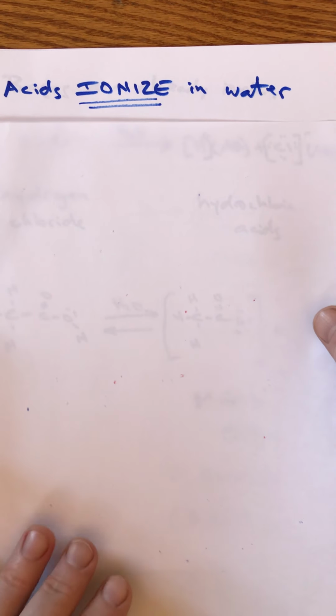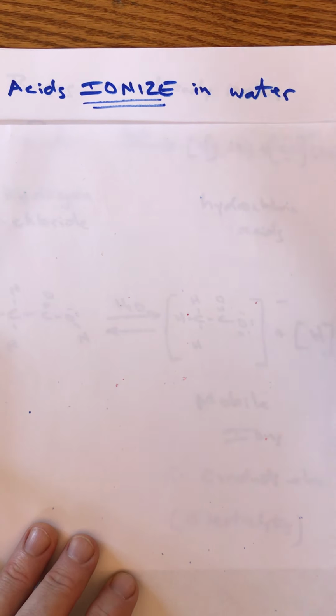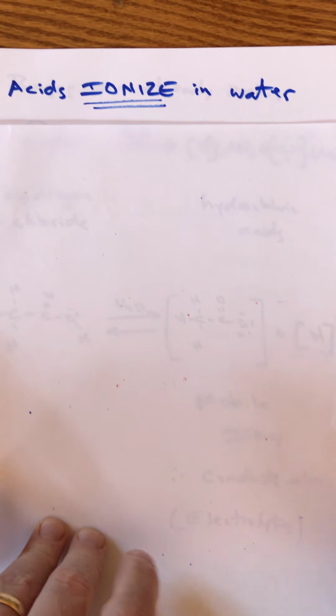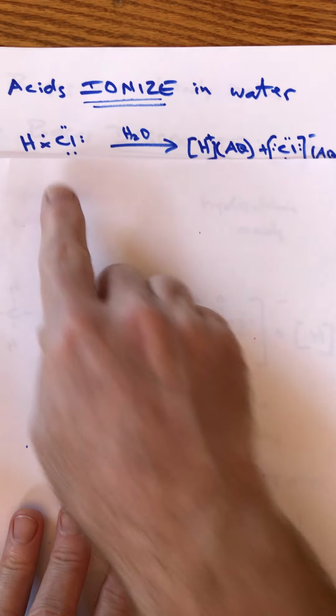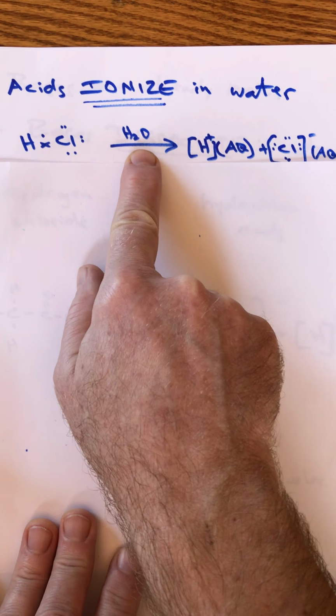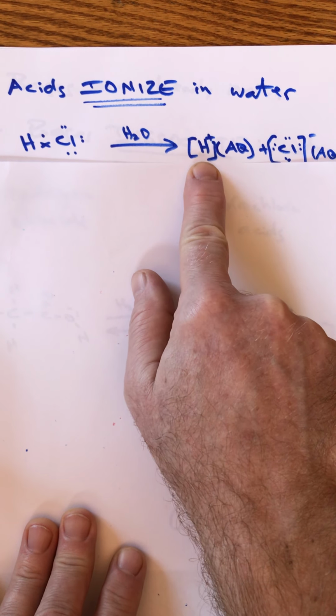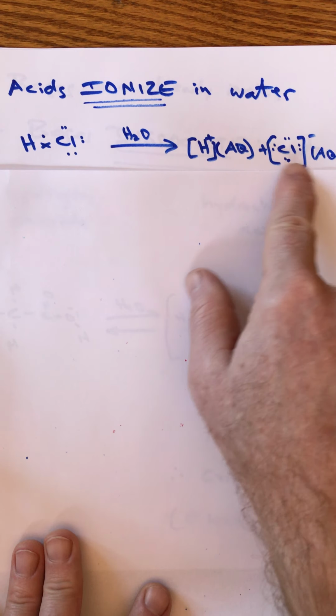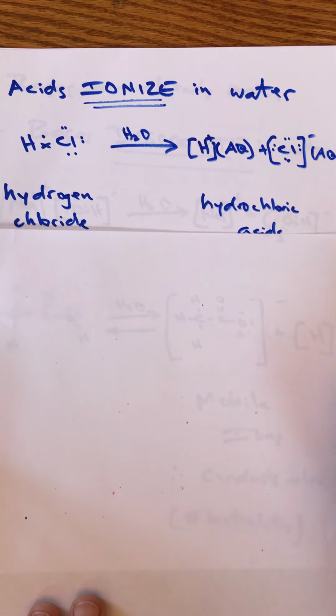So acids ionize in water. They start out as covalent, and then they act like they're ionic. So something like HCl, that's a covalent bond here between hydrogen and chlorine. But if I put it into water, the hydrogen separates. You have H+ ion aqueous and Cl- ion aqueous. Those are mobile ions, it's going to conduct.